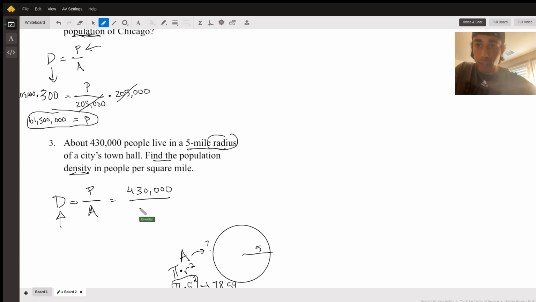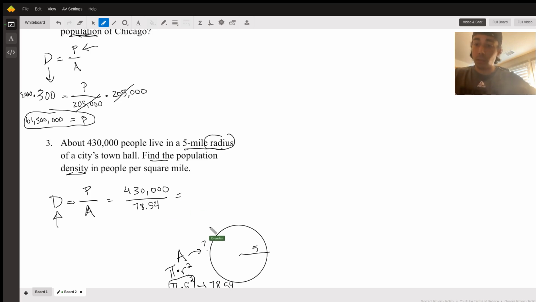So when we go population over area, we're going 430,000, that's our population, over the area, 78.54. So our density, when you punch that into the calculator, 430,000 divided by 78.54, is about 5,475 people per square mile. And that is the answer.